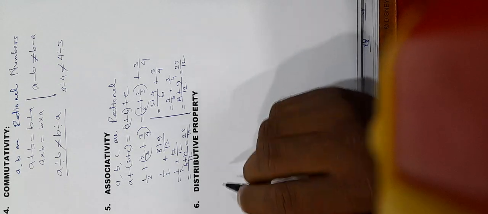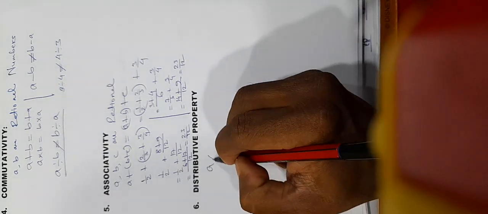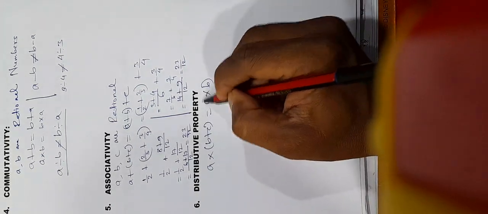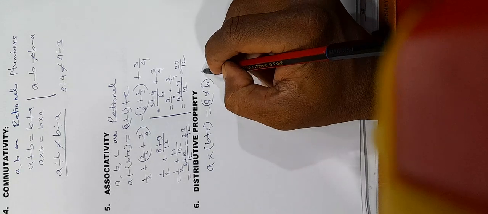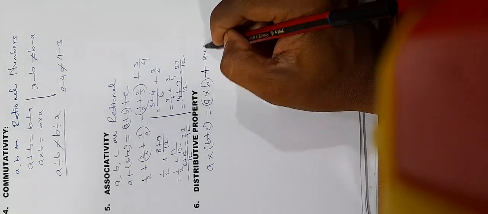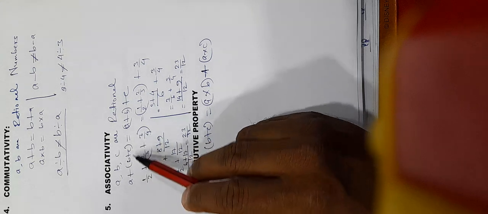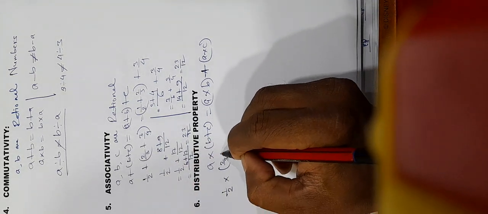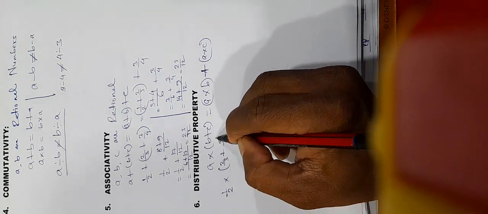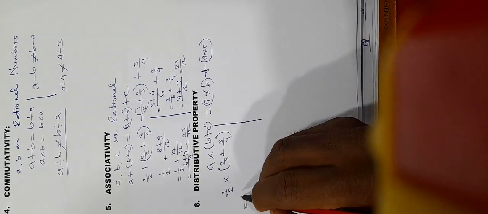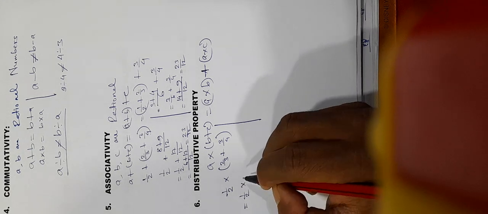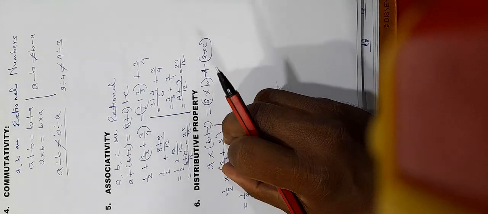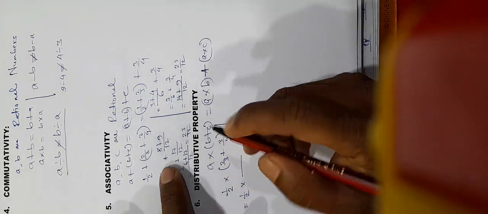Now let's discuss the distributive property. a multiplied by (b plus c) equals a multiplied by b plus a multiplied by c. Now let us prove it with this same example. 1 by 2 multiplied by (2 by 3 plus 3 by 4). Now, half multiplied by, first find the sum of the numbers within the parentheses. We already found this, 17 by 12.